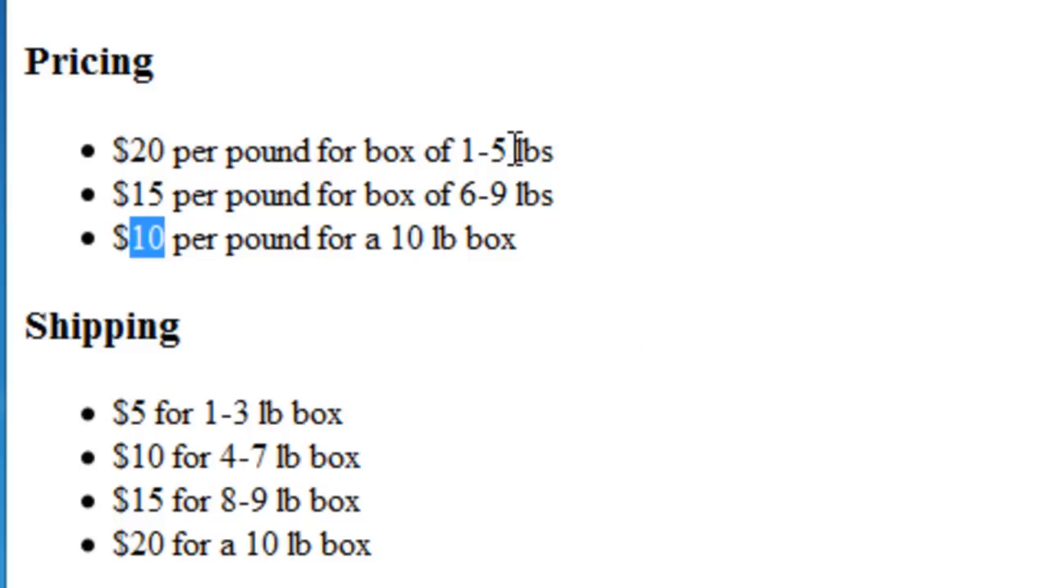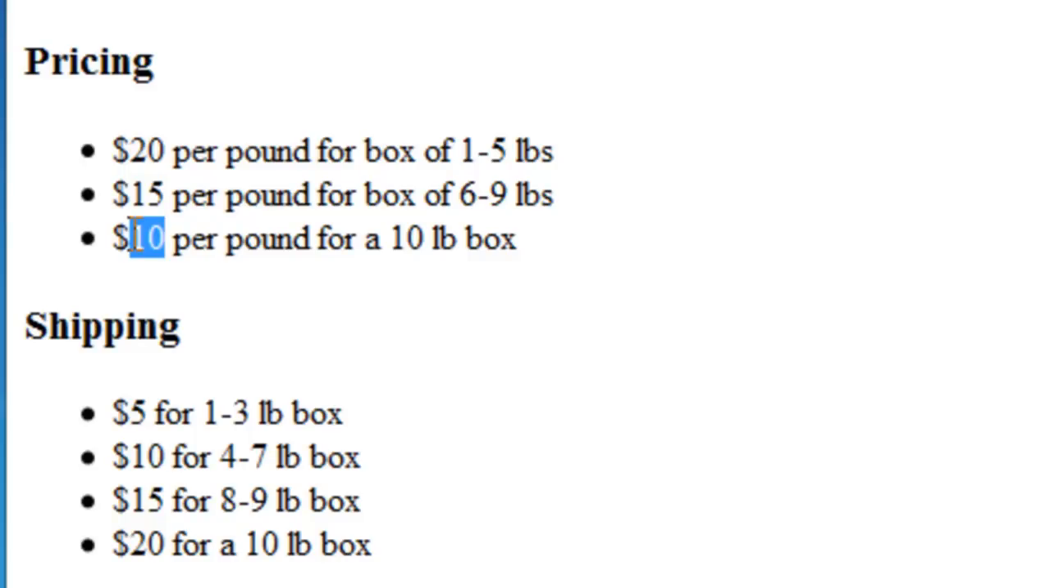So let's say that it was a 5-pound box. It would be 5 times 20. So once we determine whether we are going to charge them $20 a pound, $15 a pound, or $10 a pound, that's the first thing we want to do. Find out the cost per pound based on the number of pounds.